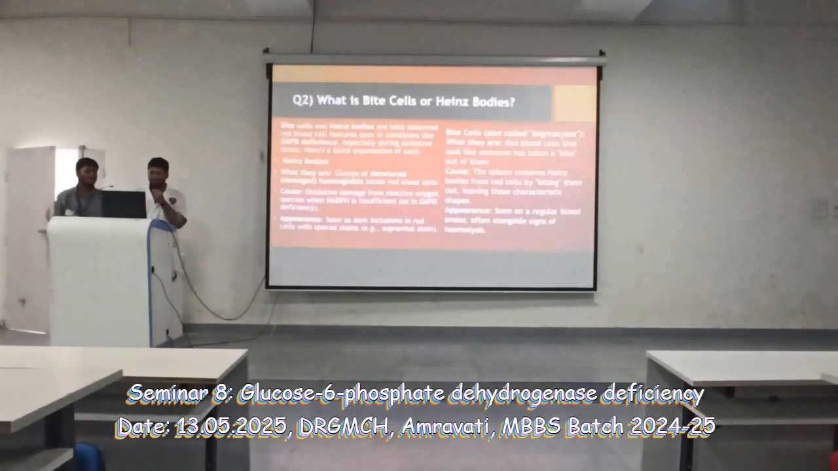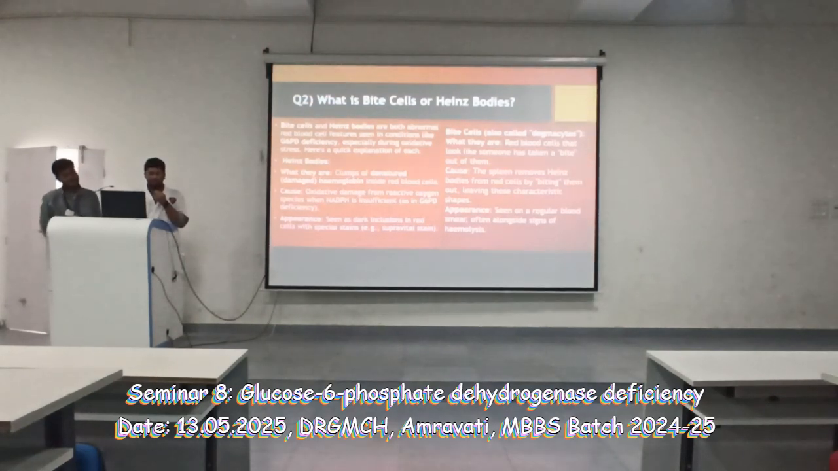Okay. Next, the bite cells are also known as degmacytes. What are they? Red blood cells that look like someone has taken a bite out of them. You can imagine that if someone has taken a bite out of it, it will look like an eaten apple. Because the spleen removes Heinz bodies from the red blood cells by biting them out, leaving this characteristic shape. Appearance seen on regular blood smears, often alongside signs of hemolysis.